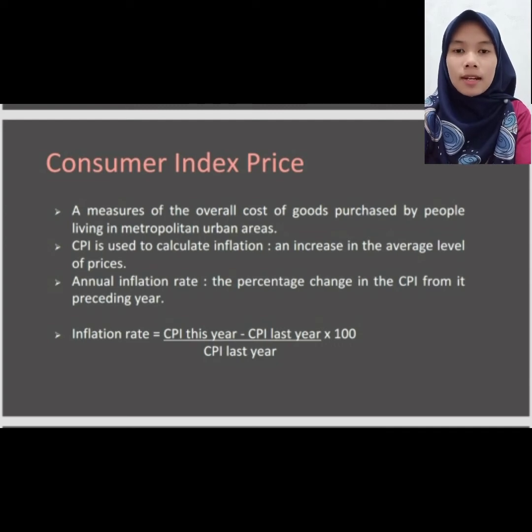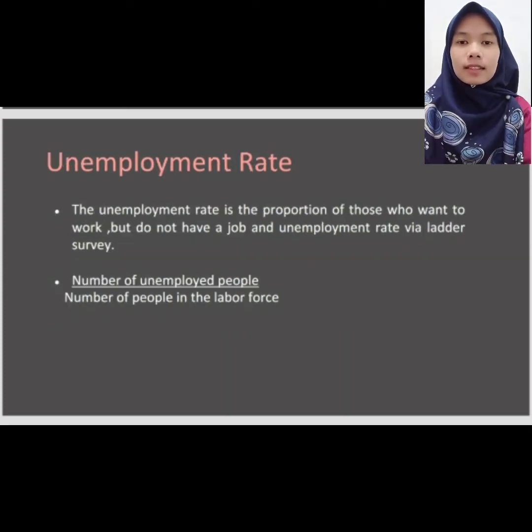The next material is about the Consumer Price Index or CPI. Consumer Price Index is a measure of the overall cost of goods purchased by people living in metropolitan urban areas. CPI is used to calculate inflation and increase in the average level of price. Annual inflation rate is the percentage change in the CPI from its preceding year. The formula of inflation rate equals CPI this year minus CPI last year, divided by CPI last year, multiplied by 100.